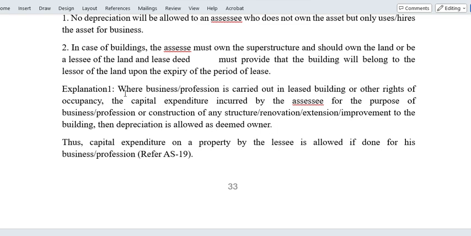If it's a long lease or something, okay, maybe 30 years he has taken the building or land on lease, then for his business purpose he has to incur some capital expenses. Then he can claim depreciation on that. He's a deemed owner, so depreciation is allowed as a deemed owner. Thus, capital expenditure on a property by the lessee is allowed if done for his business or profession. And this is explained in AS 19 also.